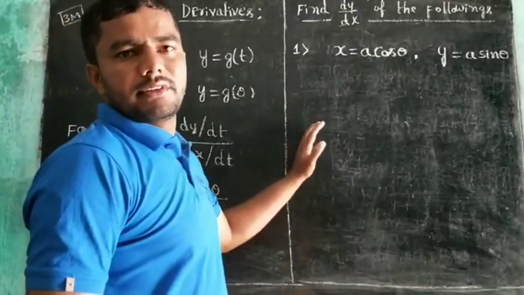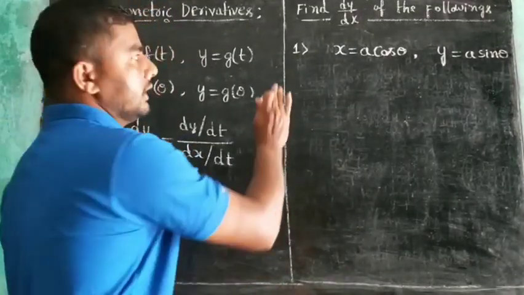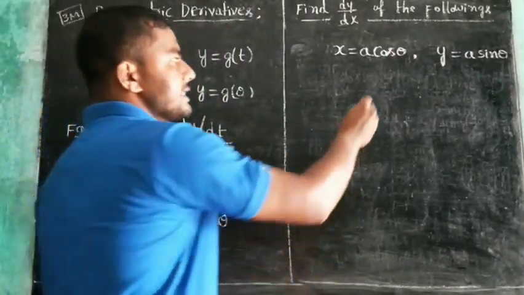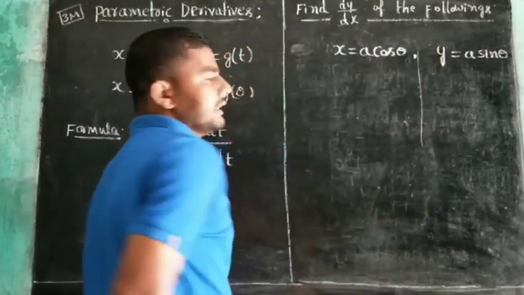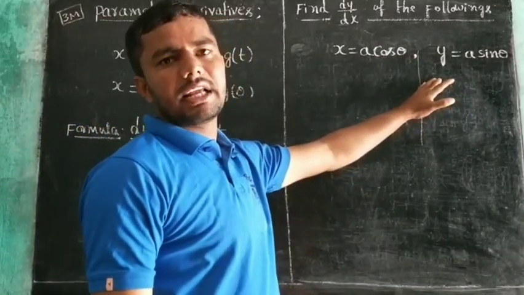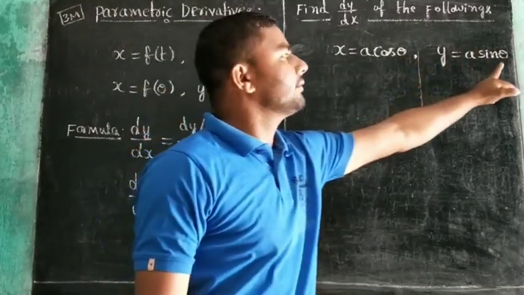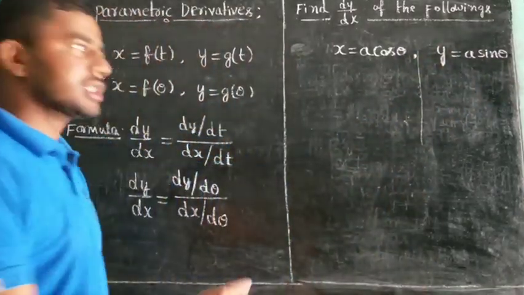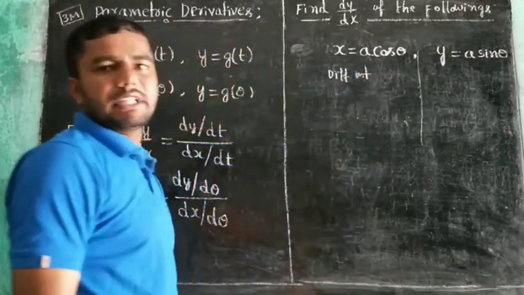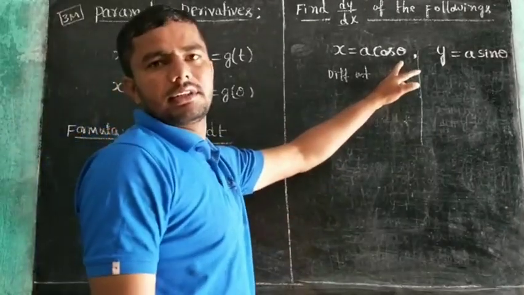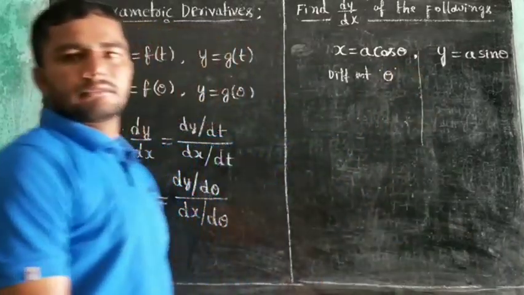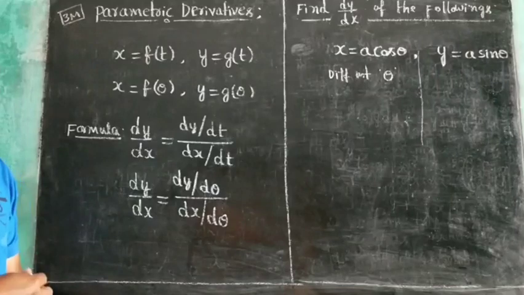Okay, now we solve the problem. First we take x is equal to a cos theta, y is equal to a sin theta. These two are parametric equations with the parameter theta. So differentiate with respect to the parameter. Here the parameter is theta, so differentiate with respect to theta.